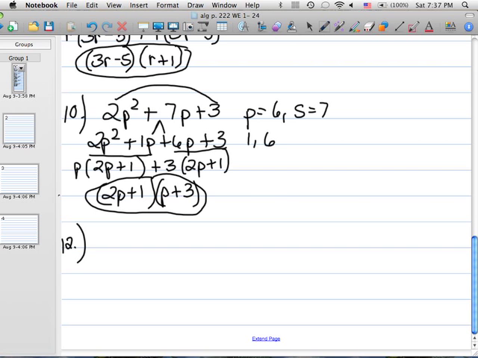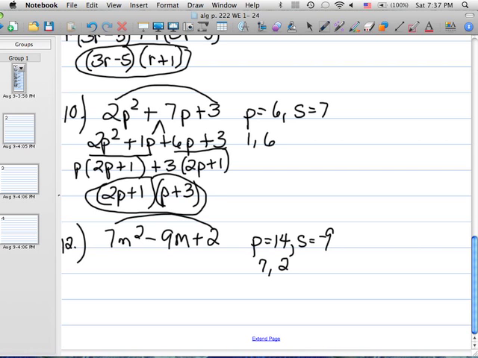Problem number 12. You have 7m squared minus 9m plus 2. The product of the two numbers we're looking for has to be 14, and the sum has to be negative 9. The two numbers that would work would be 7 and 2. They would both have to be negative. So take negative 9 in and break it apart to negative 7m minus 2m plus 2.